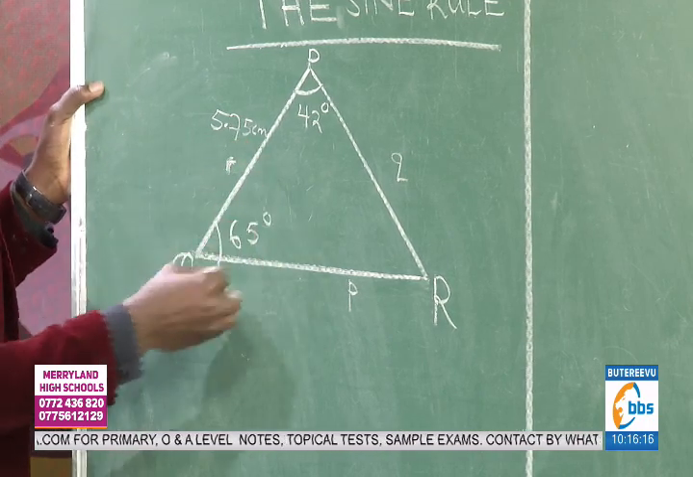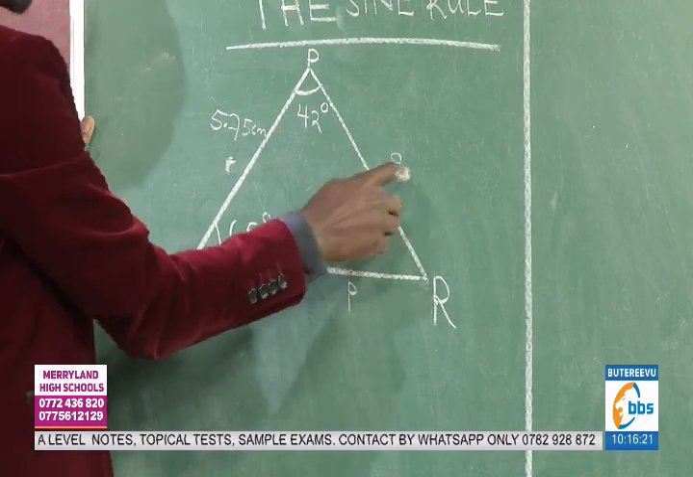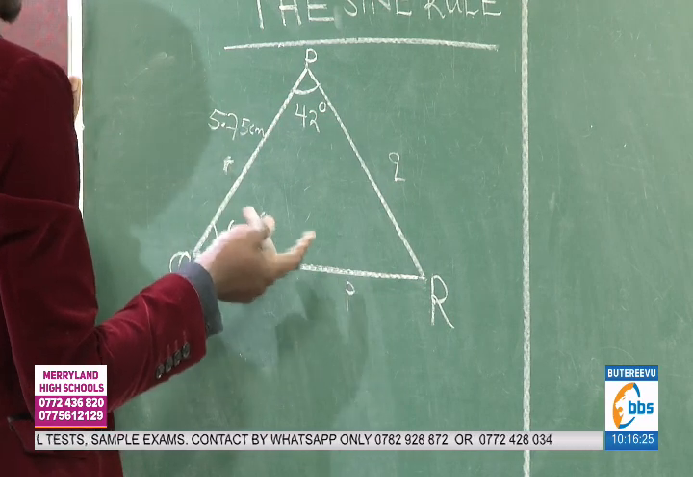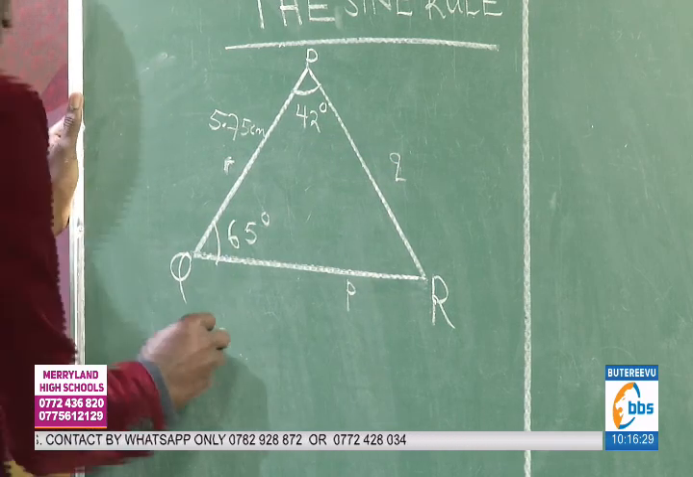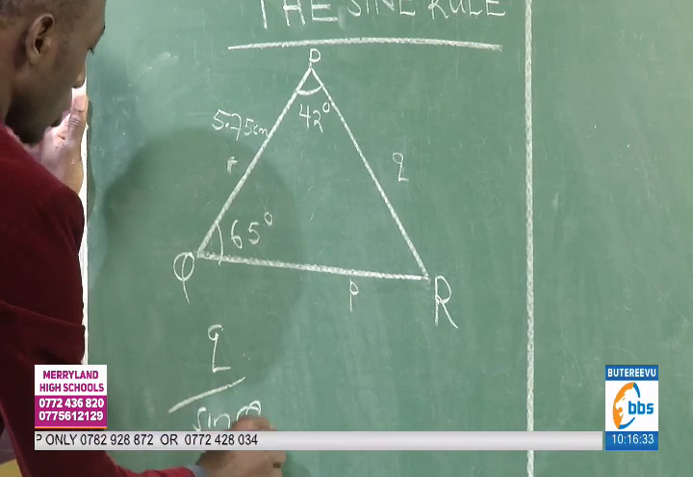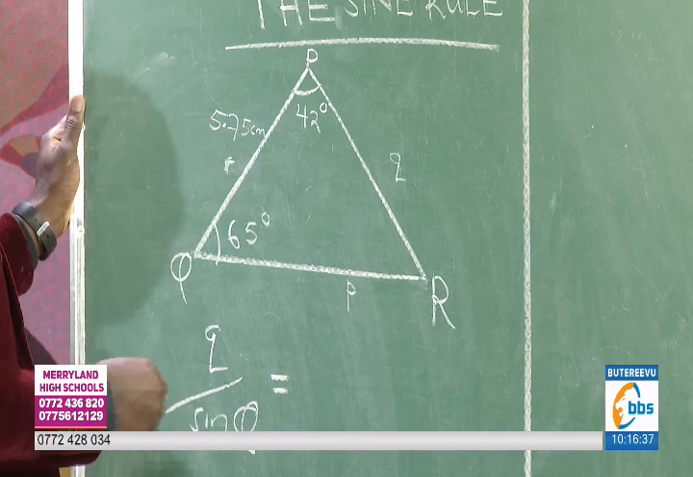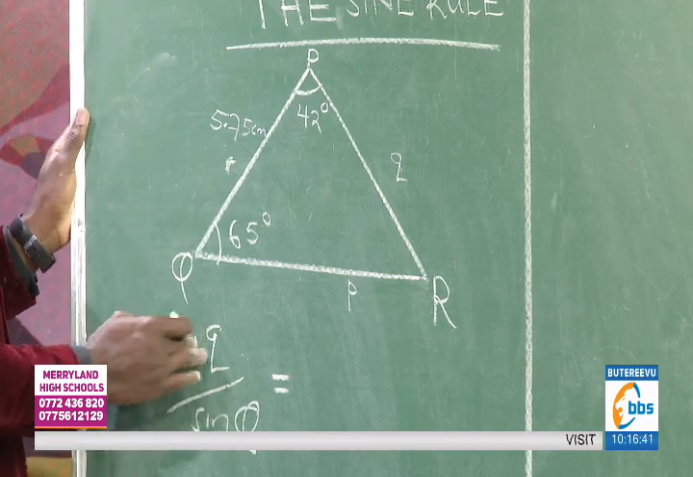Now look at what is going to help us to get this, because we want to get PR, which is q. If you are to get q, we have to use this angle. Because if I have small q out of sine capital Q, this will be equal to p out of sine P. But since I don't have q, we're looking for q.